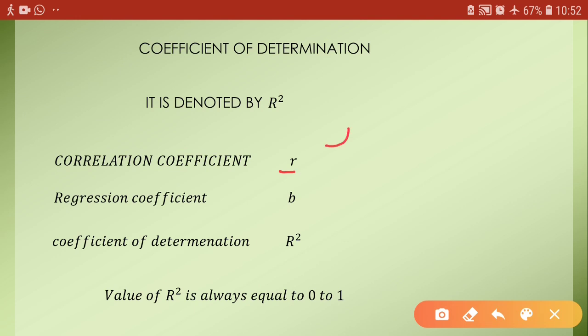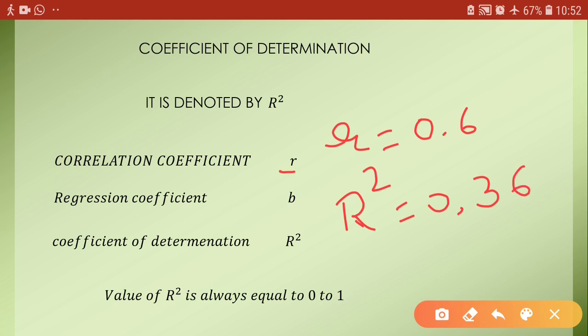Say for example your r is 0.6. Then what should be the r square? Then that r square should be 0.36. Okay, exactly the square of 0.6. You got my point. If r is 0.6, r square is 0.36. So nothing new. You don't have to learn a new formula also.